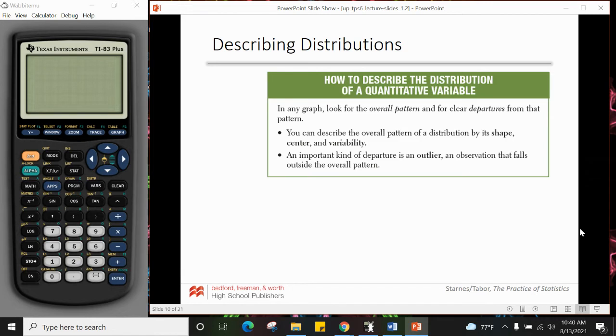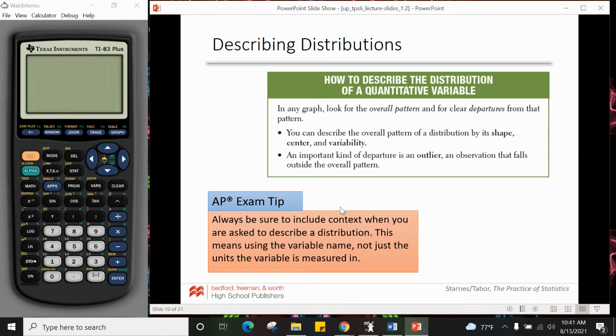All right, so that was just describing the shape, but we do have to describe the distribution as a whole. So there's four things we look for when we're describing the distribution. You can describe the overall pattern by its shape, which we talked about, the center, and the variability. And then the fourth thing, which is important, is the outlier. The outlier is anything where a data value just doesn't seem to fit. Maybe it's a departure from all the other observations. The shape we talked about, the center is just where the center of the data is, and the variability is how spread out that data is, or how much it varies from that center.